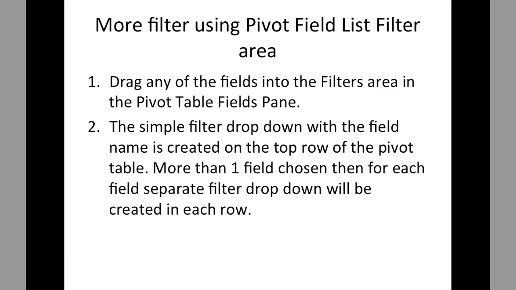Like I mentioned earlier, drag more than one field into the filter area of the Pivot Table Fields pane. Once the fields are dragged into the filter area, on the top of the pivot table, the fields will appear with a drop-down arrow. Using the drop-down arrow, users can filter for their needs.